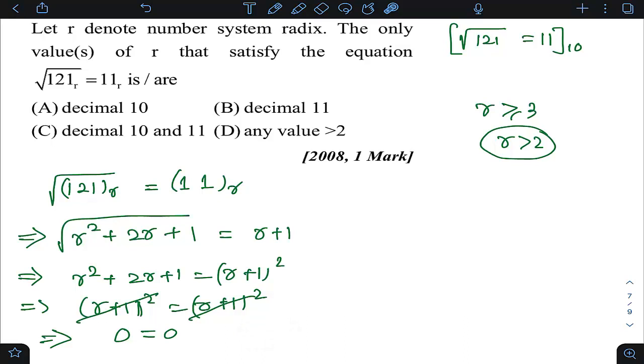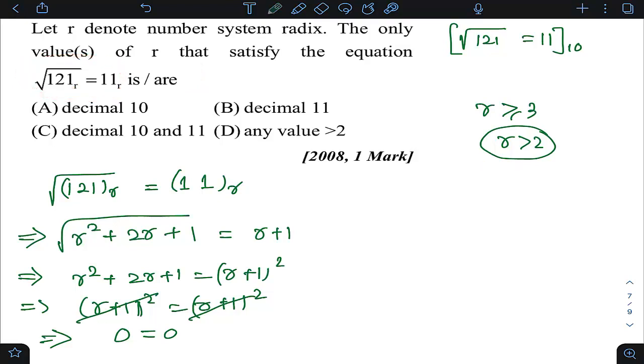So what is the answer? This equation is satisfied for any value of r, that's why 0 equal to 0. That means there is no dependency on r. But you cannot say any value of r, because if somebody takes r equals 2, then it is not valid again. So you have to observe the entire equation and see the maximum digit, which is 2 here. So r must be greater than 2.